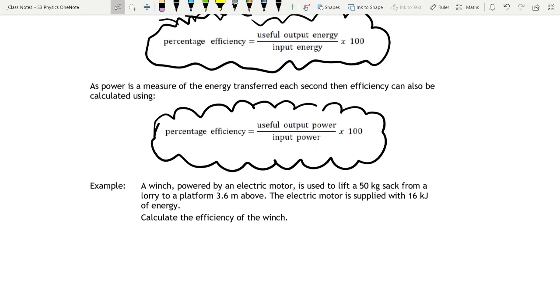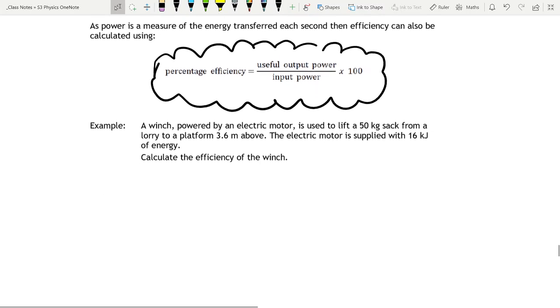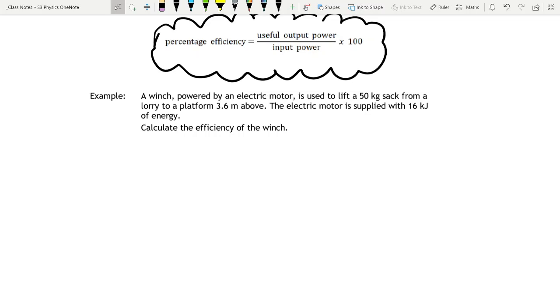So, for example, a winch powered by an electric motor is used to lift a 50-kilogram sack from a lorry to a platform 3.6 meters above. The electric motor is supplied with 16 kilojoules of energy. Calculate the efficiency of the winch.